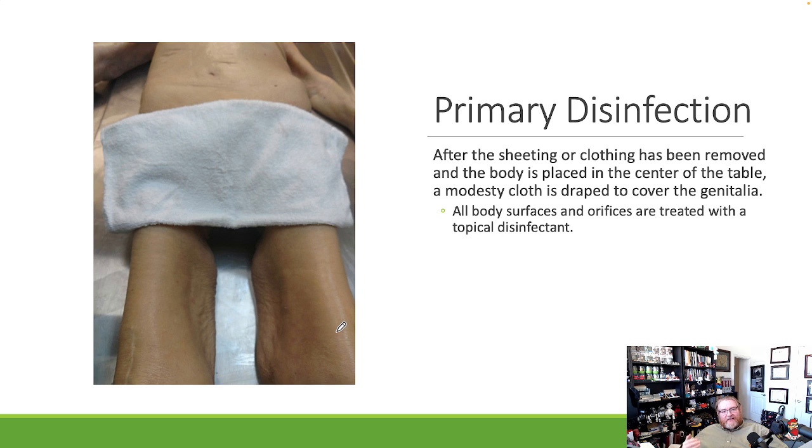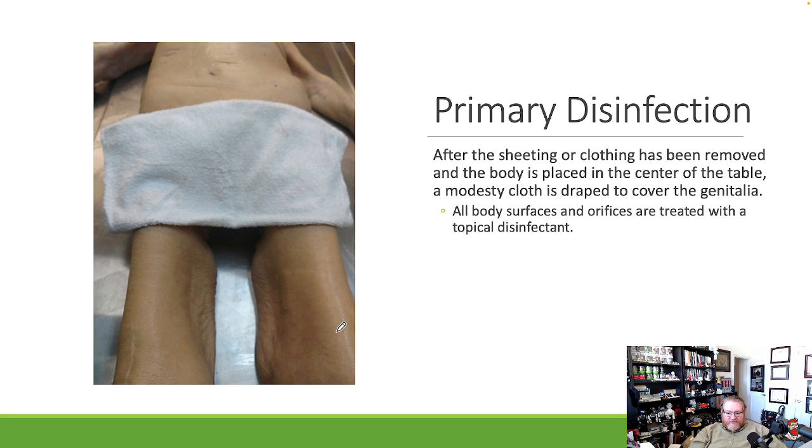And the reason is dry skin sticks to stainless steel. So if I put a surface of disinfectant onto the table and then I move a body over that has a lot of exposed skin, it will slide onto the table and allow for easier positioning. After the sheeting or clothing has been removed and the body is placed in the center of the table, a modesty cloth should be placed to cover genitalia or torso in women.